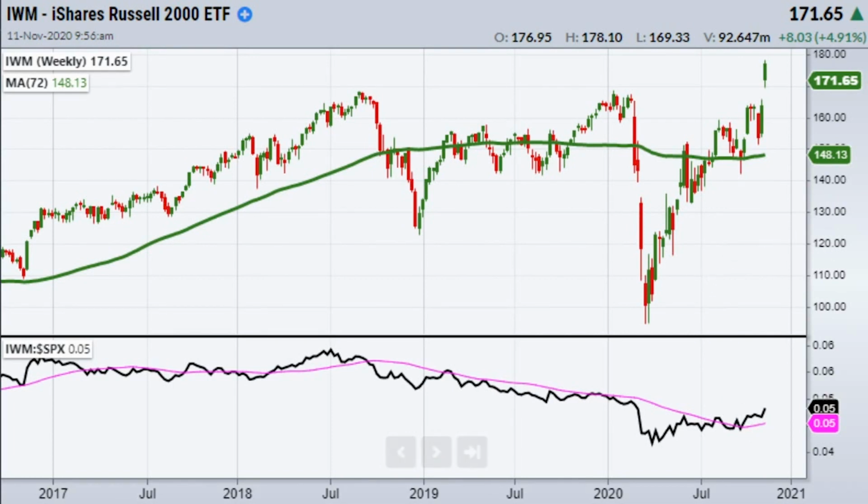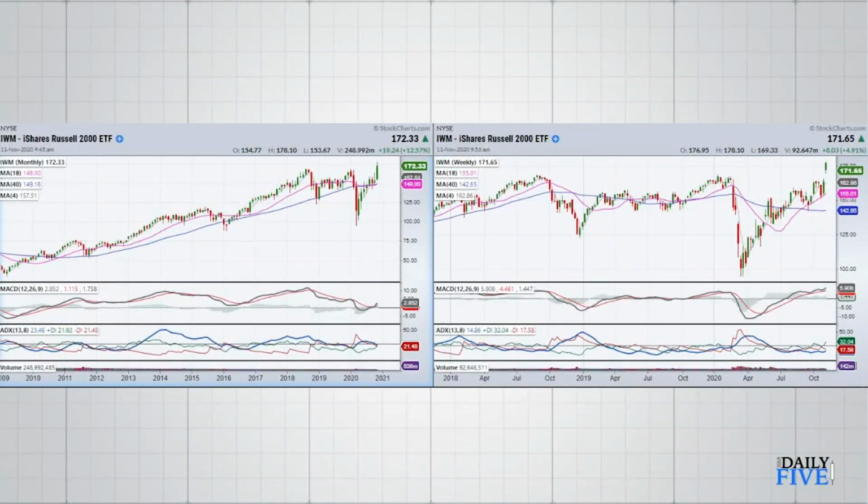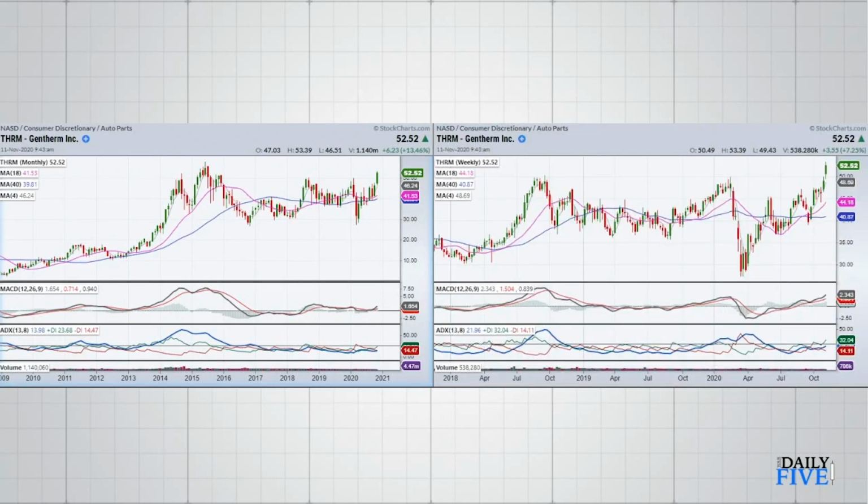So I'm going to go into my first stock here. Let's switch this to the monthly. I'm going to go into THRM. Again, what I'm looking for: I've got a monthly chart on the left and a weekly chart on the right here.